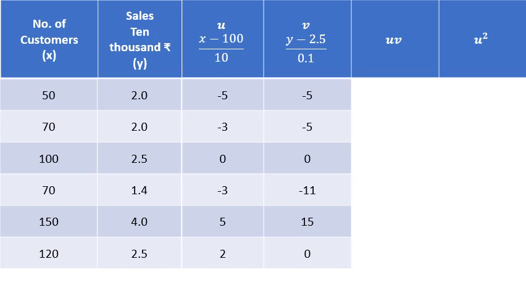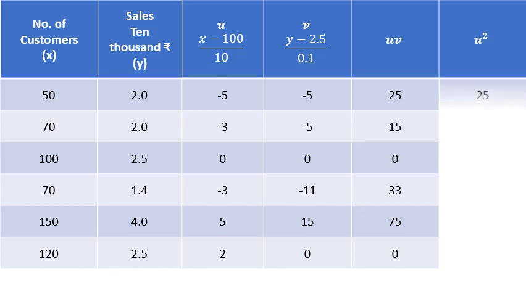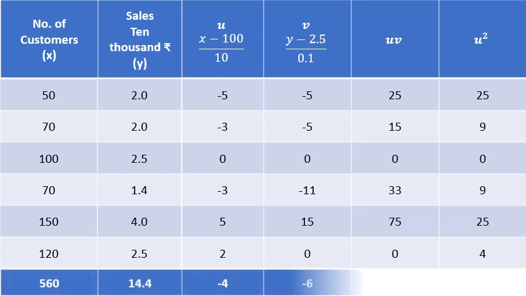Once you are clear with the u and v columns, multiply both the columns to get the values like this. Be aware of the signs, positive, negative and all that. If you make a mistake there, you will get a wrong answer. Then square the u column to get the u square column, and once you get all these 6 columns, make their totals, respective totals are necessary for the sum.